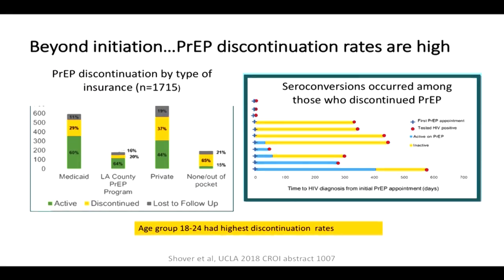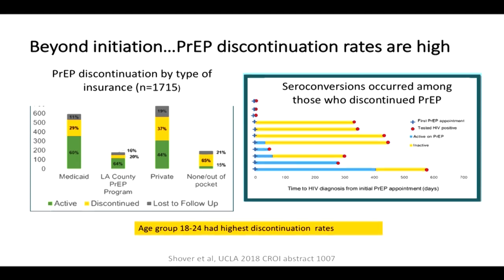Now, one of the important things that I need to mention again about PrEP implementation is that it's beginning to be recognized, among those who have implemented PrEP, that there are significant rates of discontinuation that are very concerning. There are factors that contribute to discontinuation rates. These include the type of insurance individuals have. If you look at the figure on the left, you see that there are higher rates of discontinuation of PrEP for those who have private insurance relative to other types of insurance.